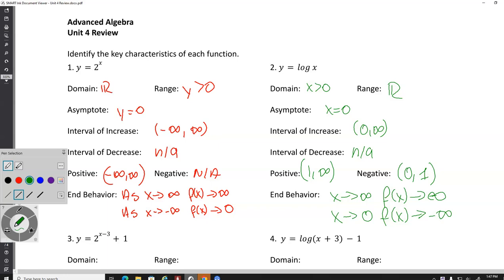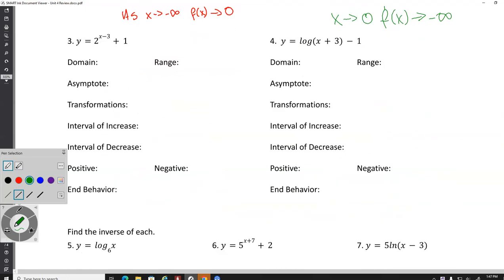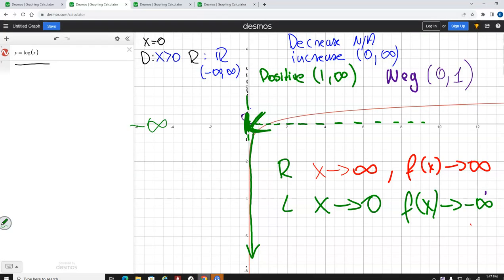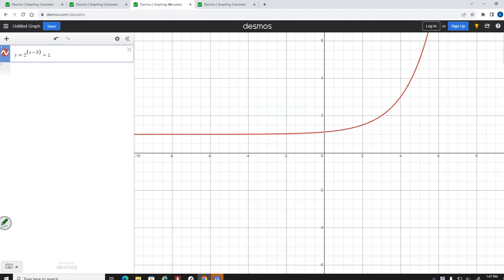All right, moving on to the next one. Next function right here. It is 2 raised to the x minus 3 plus 1. Again, this function had a little bit of a transformation. So it went up 1 and 3 to the right. So it is viewed for you right here.